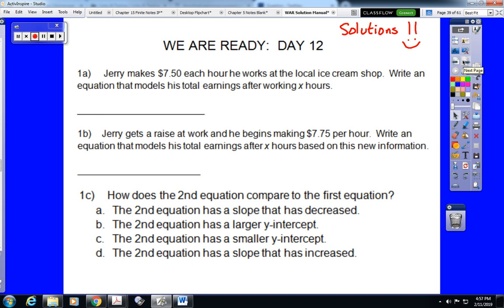This particular worksheet is not a very long one. It's only got 3 questions total, but one of them is multiple part. So we will go through that one first.